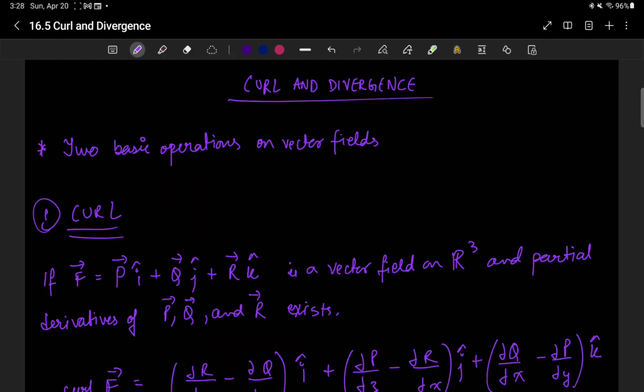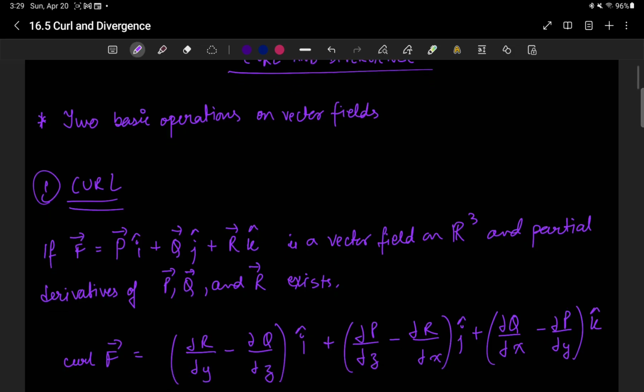Hi everyone, in this video we will learn about curl and divergence, which are two basic operations that can be performed on vector fields. One of them will give us another vector field and the other will give us a scalar field. And especially if you are in engineering, you will be seeing a lot of these in your classes at some point.